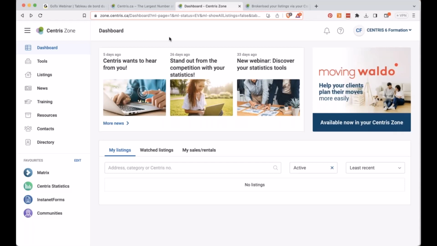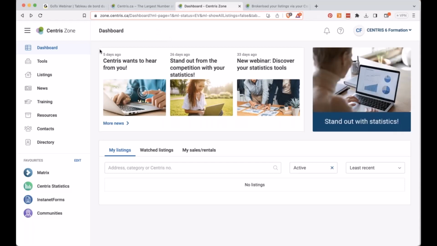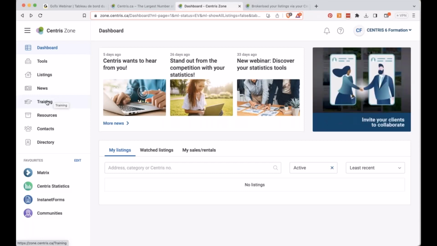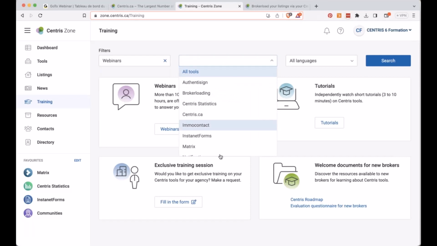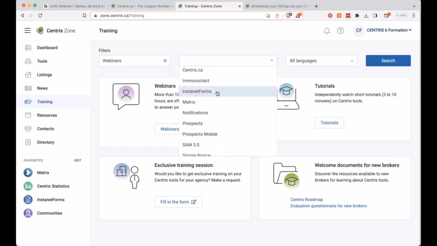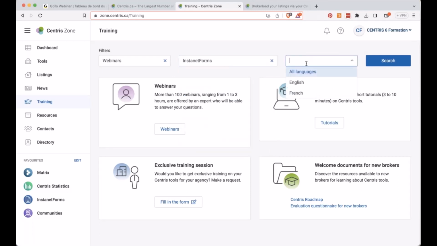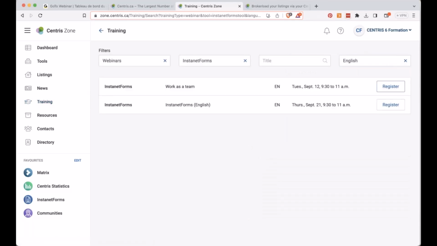Just before we begin, I just want to show you, if you did not know or register through here already, on the left side in your dashboard, you have the training section. And that is where you can register for webinars like today. So you can select the webinar and the tool that you're interested in, and the language if needed, and see the upcoming webinars that you can register to.